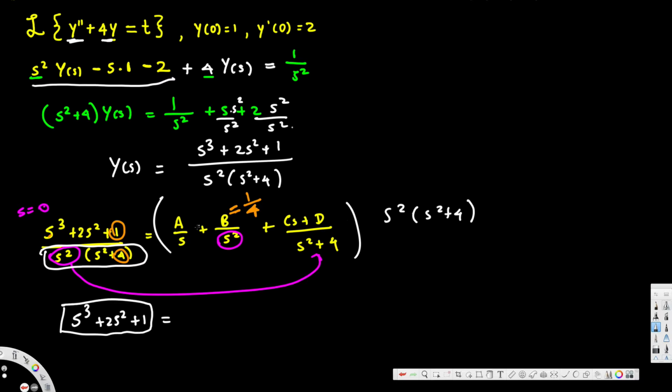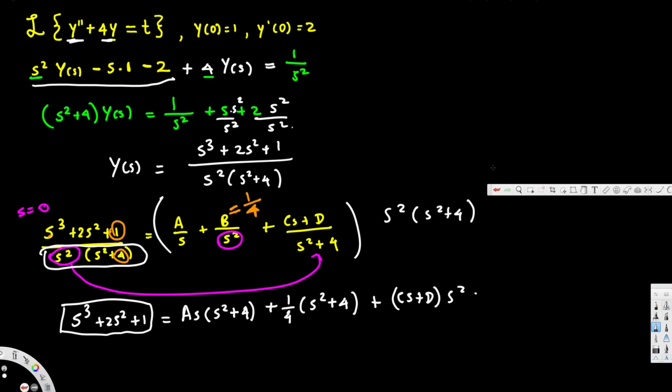And on the other side, if you multiply by this one, here the denominator s will cancel with one of the squares, so this is going to be just a s times s square plus 4. That's for the first one. And then we already know b, that is 1 over 4, and s square cancels because this s square and this s square cancel. We will have s square plus 4 right here. And then if you multiply by this one, s square plus 4 cancels, so we will have cs plus d multiplied by s square alone.